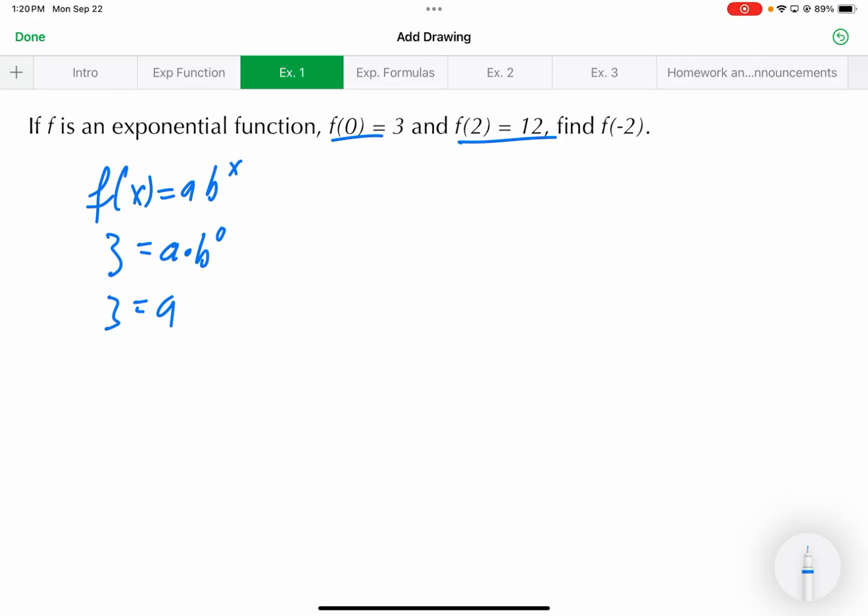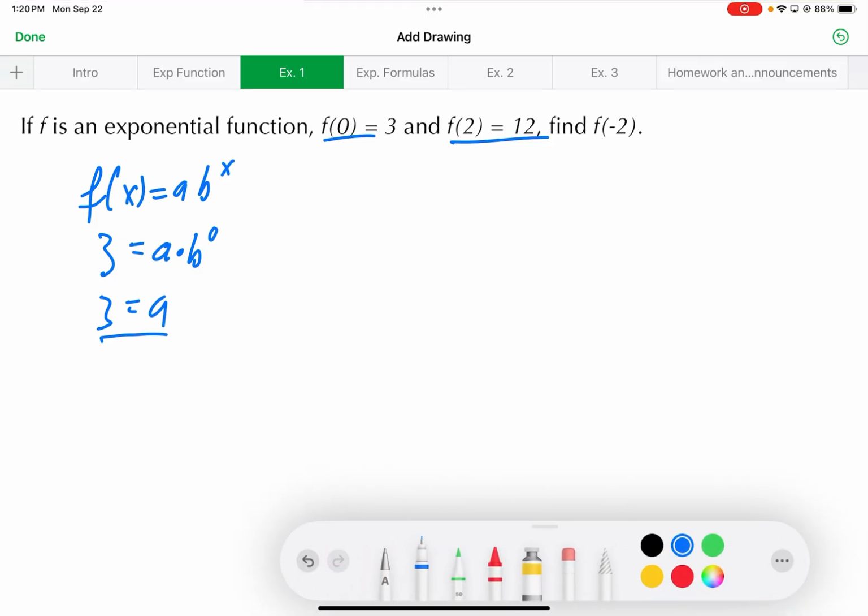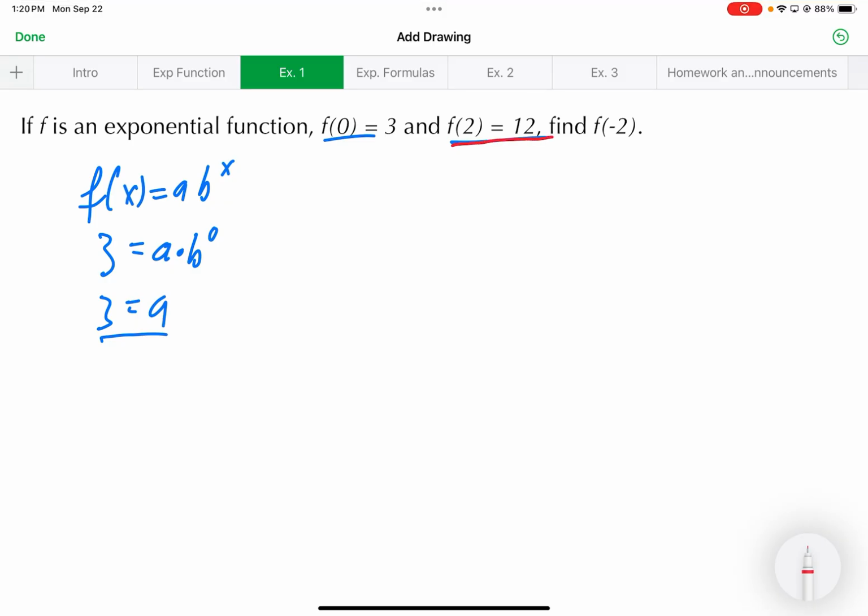Then when you plug in 0, that output is going to tell you what your y-intercept is, which is also what our starting place is if you consider it to be like the practical application problem, okay? Well, now that I know that a is 3, I can use that to help me find b coupled with my other value that they gave me. So they also told me that f of 2 is equal to 12. Well, let's try to see if we can figure out what our base is then, okay?